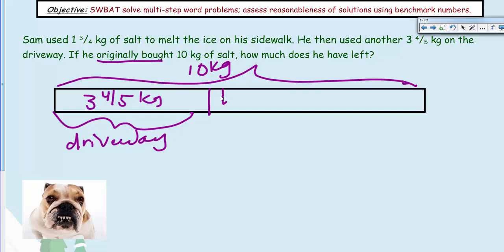All right, so we look at how much salt did he use. It was 1 3/4. That was for the sidewalk.